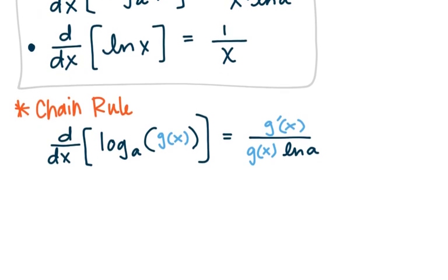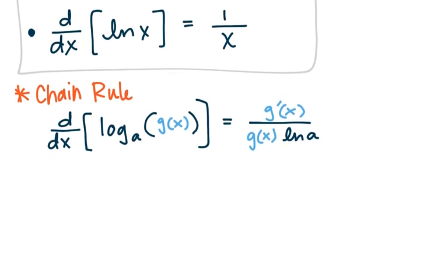And I have one other way we can write it, considering it could have been a natural log. So d/dx of the natural log of some function.